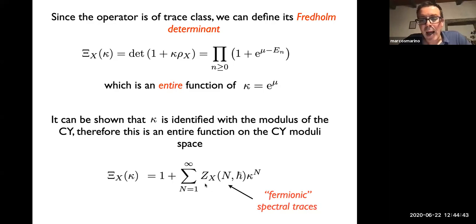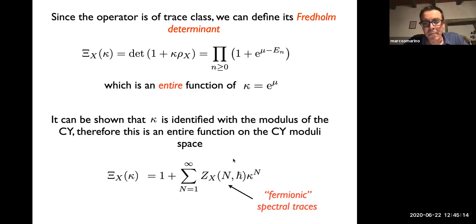And this defines a quantity that depends on n, which is a positive integer, and on h bar. And these are essentially combinations of the traces that I was defining before. And I will call them fermionic spectral traces. Essentially, you can represent them as the trace of an operator on some sort of anti-symmetrized version of the Hilbert space. But you can also think about them just as the quantities that appear when you do the Taylor expansion of this entire function.